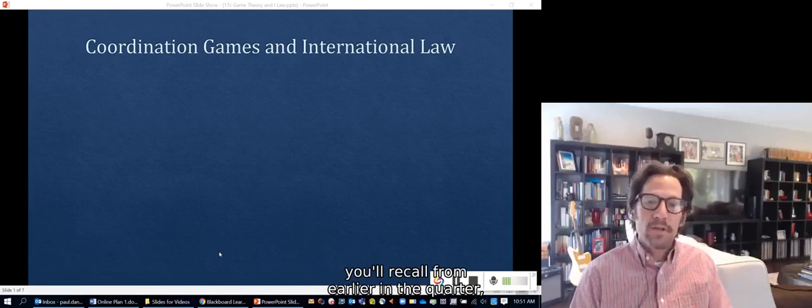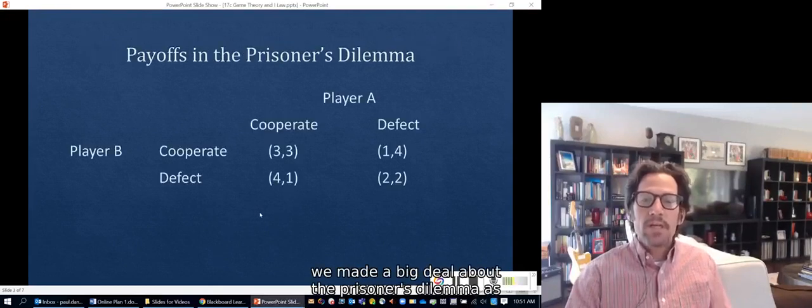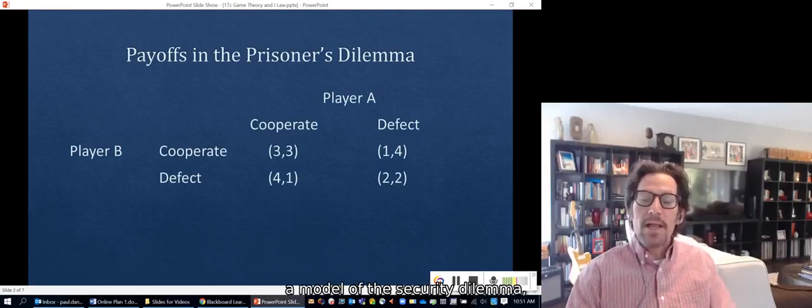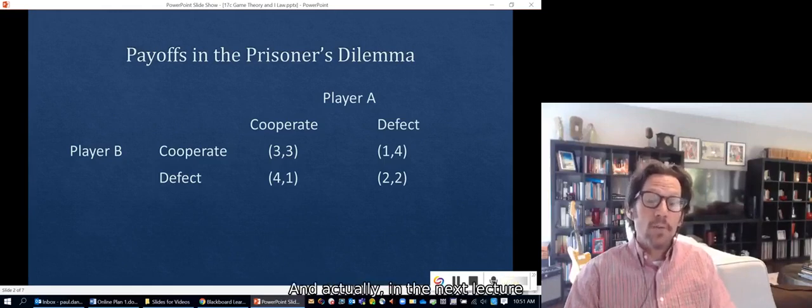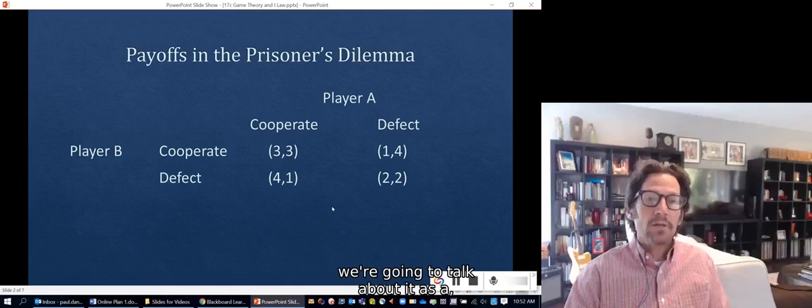theory. You'll recall from earlier in the quarter, we made a big deal about the prisoner's dilemma as a model of the security dilemma, as a model of trade cooperation, and actually in the next lecture, we're going to talk about it as a model of environmental cooperation. So this is the basic prisoner's dilemma.